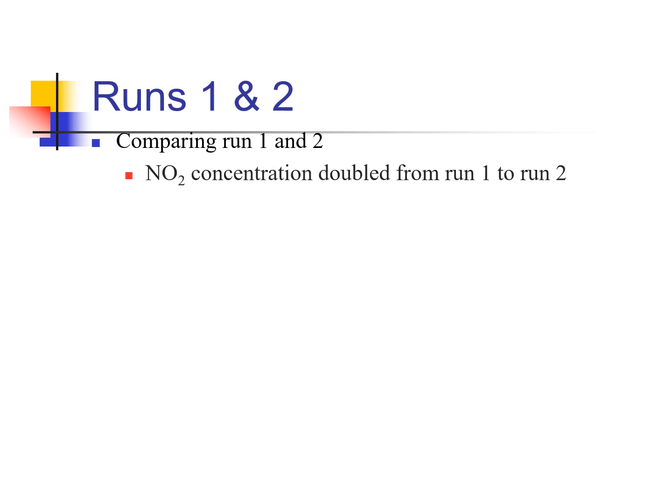So when I compare runs 1 and 2, I see that the NO2 concentration is doubled, but again, the CO stayed the same. So I then look at the reaction rate. If by doubling the concentration of NO2, the rate stayed the same, then it'd be 0 order. Because I doubled the concentration, if the rate doubled, that'd be first order. If by doubling the concentration, the rate quadrupled, that would be second order.